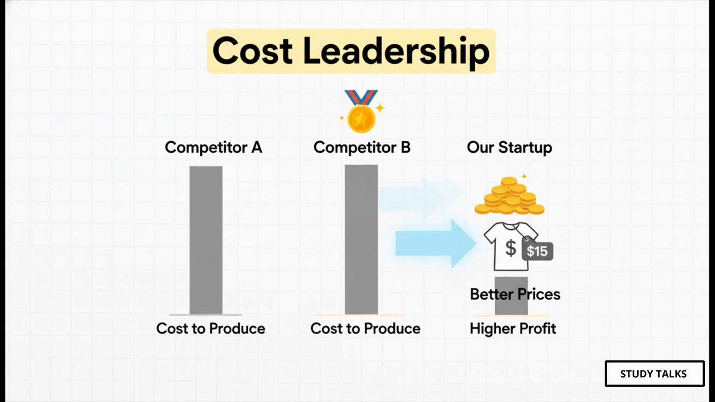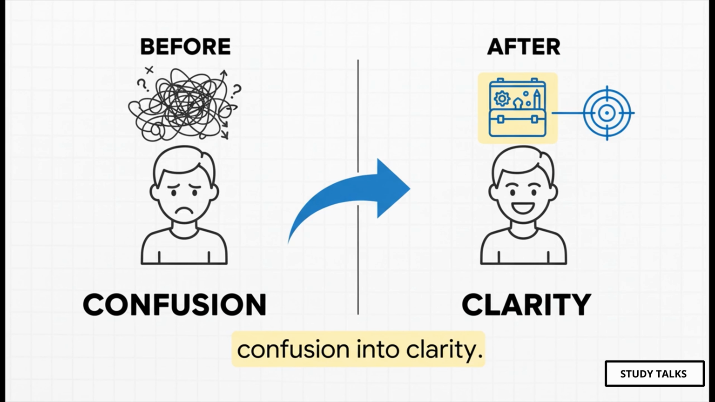If our t-shirt startup can master its costs, it can either sell its shirts for less than competitors or sell them at the same price and make a bigger profit. Either way, they get a huge competitive advantage. That's the end game. And just like that, we've done it. Think about it. We started with a completely clueless t-shirt startup.